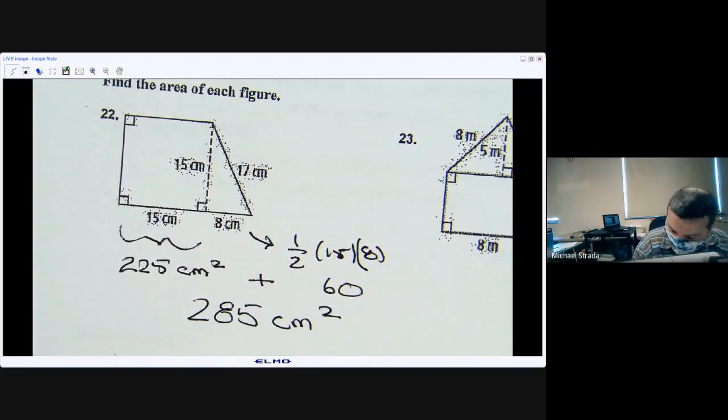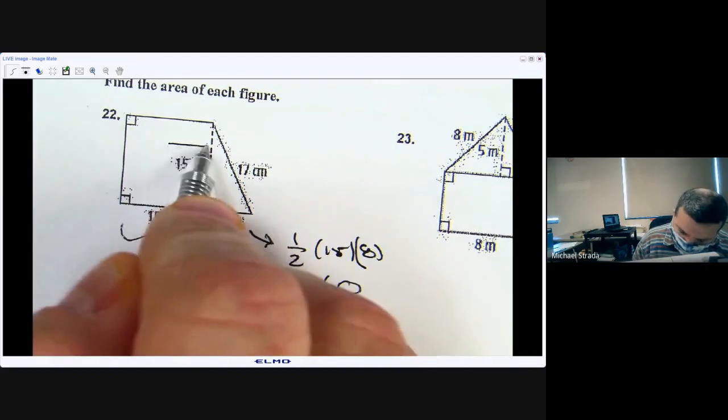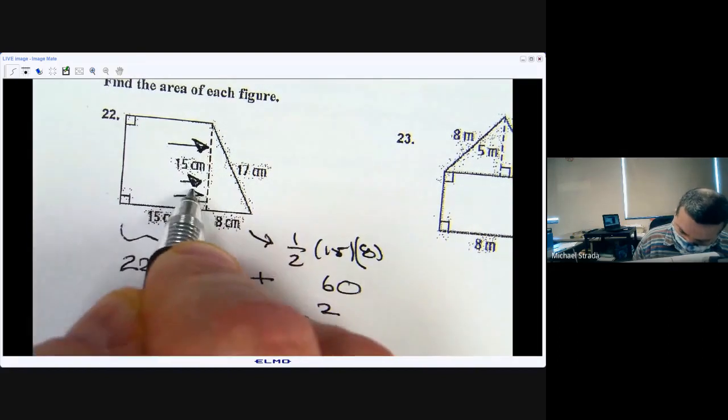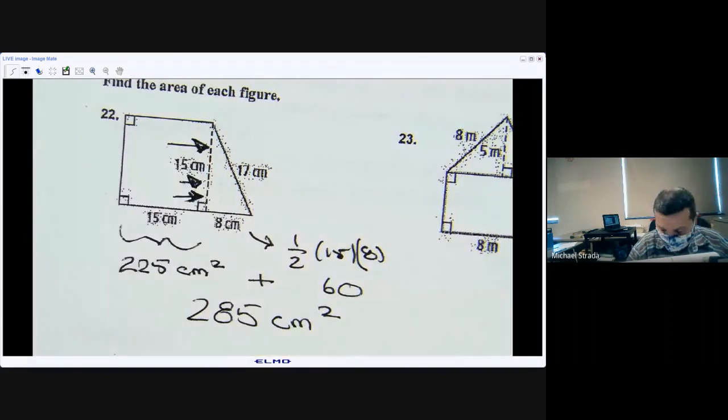All right, so when you're doing area, you can add them together. Why could you not add their individual perimeters up? Because they share a what? Side. All right, any questions?